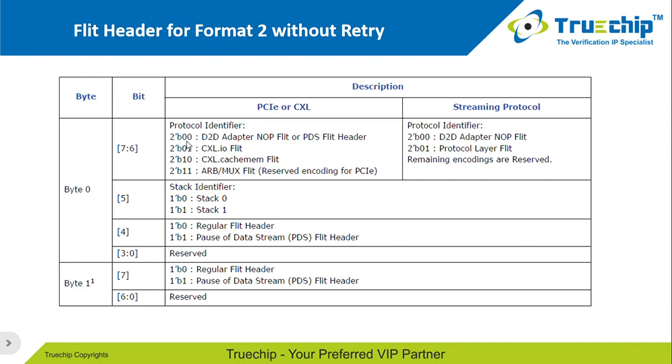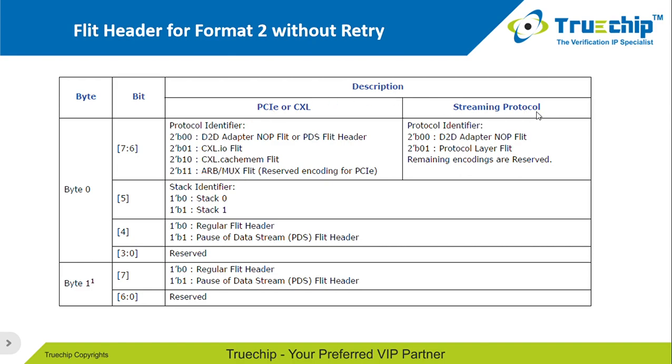So here we can see these 2 bits, 7 down to 6, are populated by the protocol layer. If these 2 bits are 00, then the flit is a D2D adapter NOP flit or PDS flit. If these bits are 01, then it is a CXL.io flit, if it's 10, then it is a CXL.cachemem flit, and if it's 11, then it is an arbitration and mux flit.